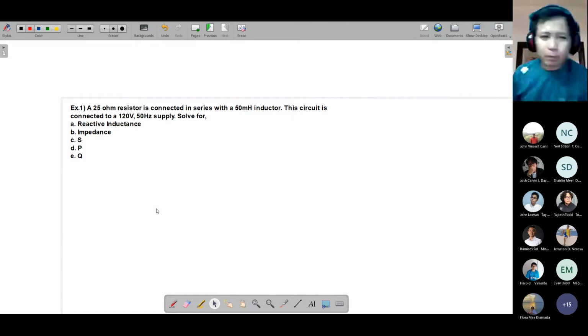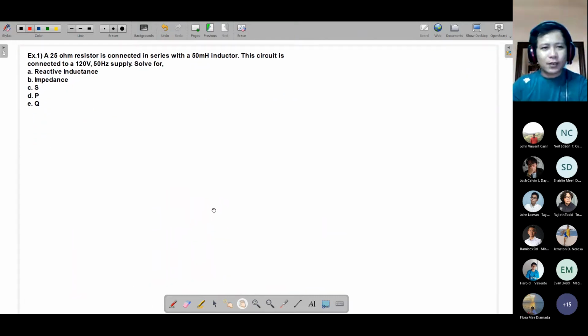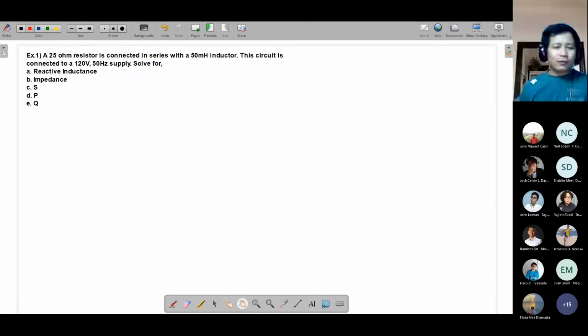Basic lang ang example. So of course, we have to start with basic examples. Okay? So you have here, again, example 1: a 25 ohm resistor is connected in series with a 50 millihenry inductor. Now, recall, unsa may pasabot ba sa milli?